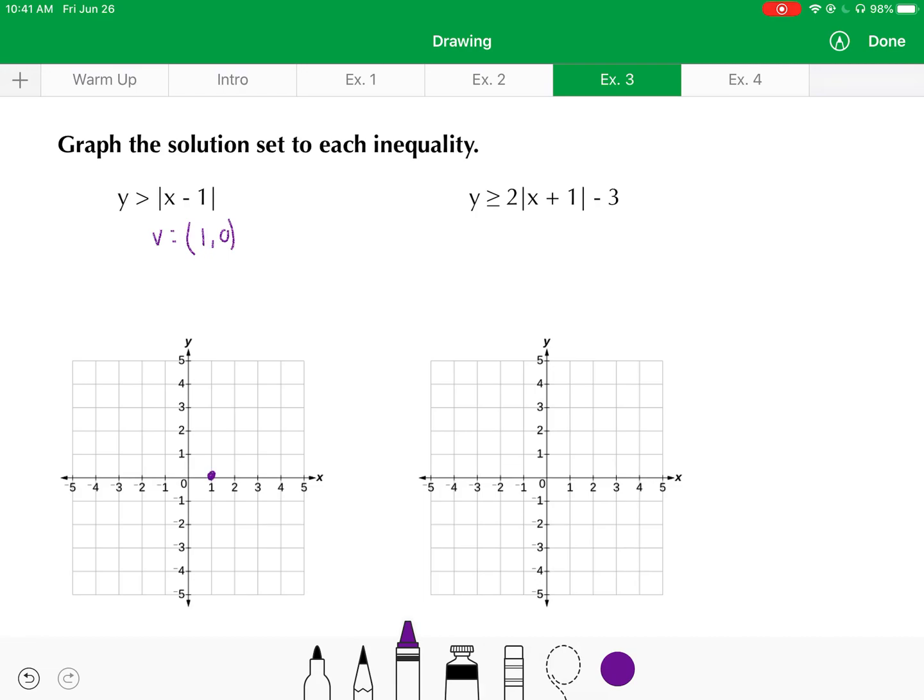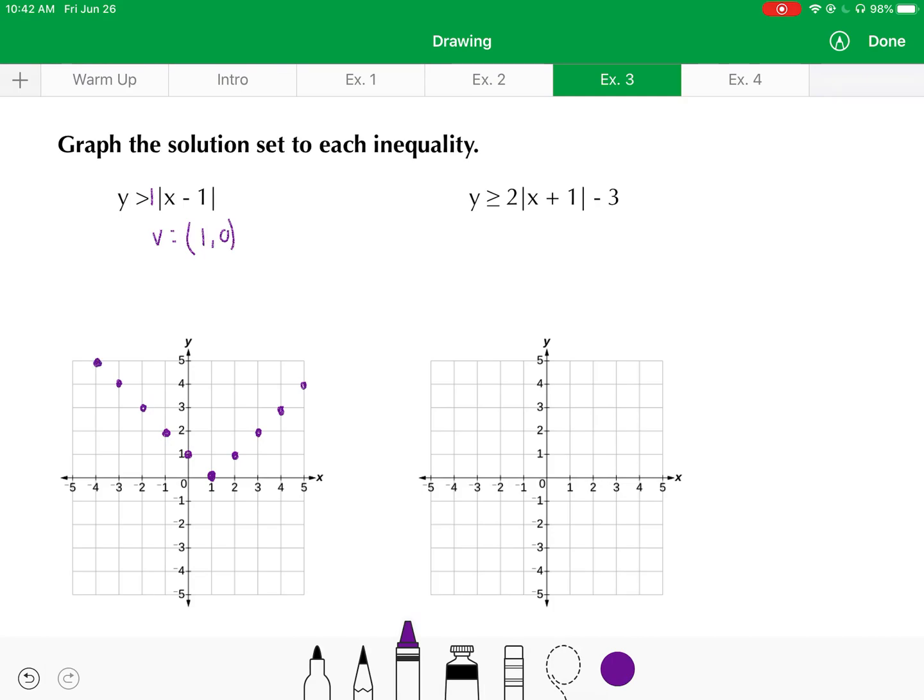We'll plot that. And then I'm noticing that the a value of the associated function is 1, which tells me a couple things. It tells me that the V opens up, and it tells me that as I move up 1 unit from that initial vertex point, I can go right 1 and I can go left 1 to get more points. So from my vertex, up 1, right 1, keep on doing it. Or you can go up 1, left 1 from the vertex, keep on doing it.